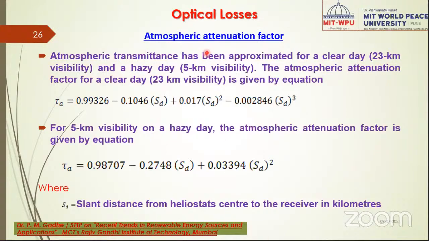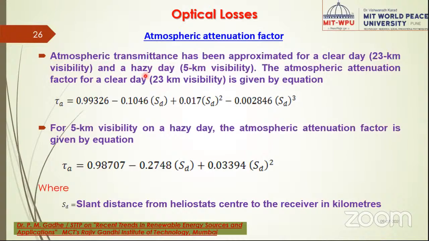Now again, the atmospheric attenuation factor. The solar radiation from the heliostat, when it is falling on the receiver, has to pass through a certain distance. If the distance is very large, then due to the aerosols or the atmospheric content, the intensity of radiation decreases. So there is a limit up to which we can place the heliostats.